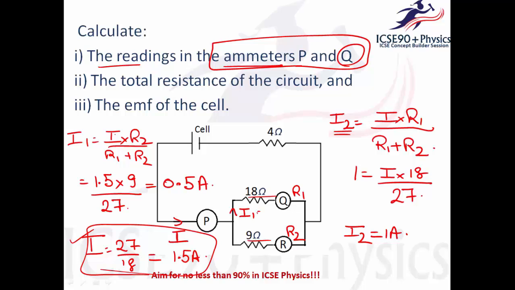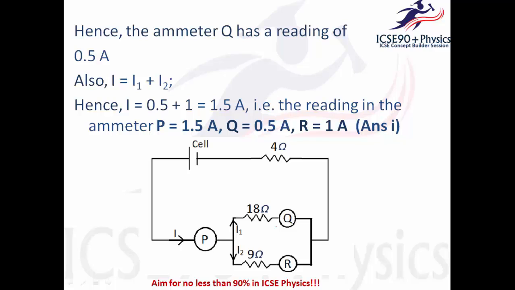So the value of I1 is 0.5 amperes and I2 is 1 ampere. And thus we can quickly say that the reading in the ammeter P would be 1.5 amperes, the total current splitting up into I1 and I2, I1 being 0.5 amperes and I2 being 1 ampere. So that answers the very first part of the question, as easy as that.